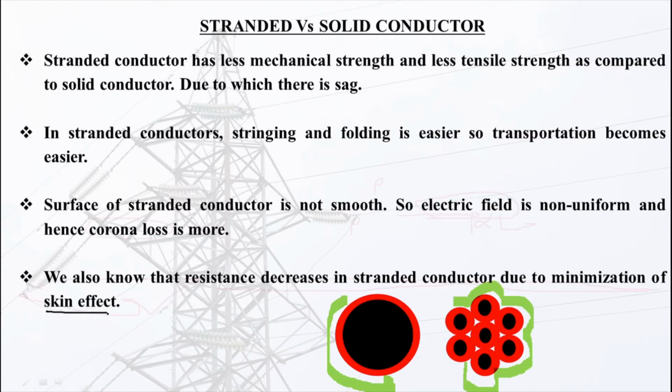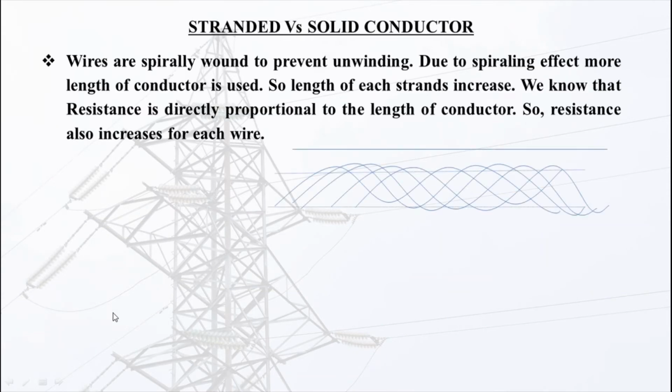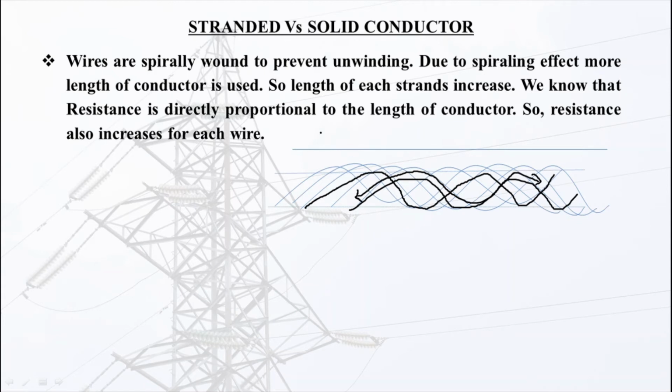Now take another point. In stranded conductors, wires are spirally wound to prevent unwinding. I told you that the wires in a stranded conductor are twisted together, or we can say they are spirally wound. But due to the spiraling effect, more length of conductor is used, so the length of each strand will increase. And we know that resistance is directly proportional to length. So when length increases, resistance also increases.